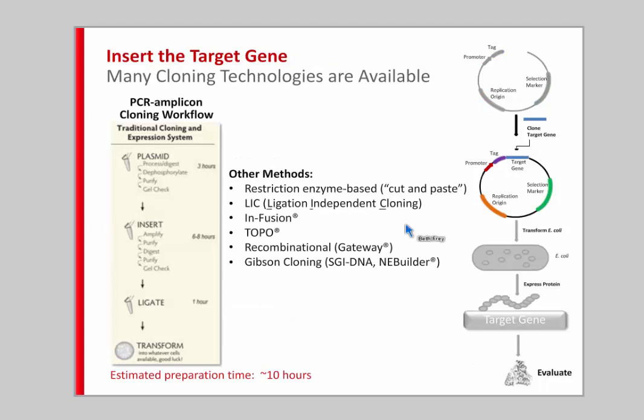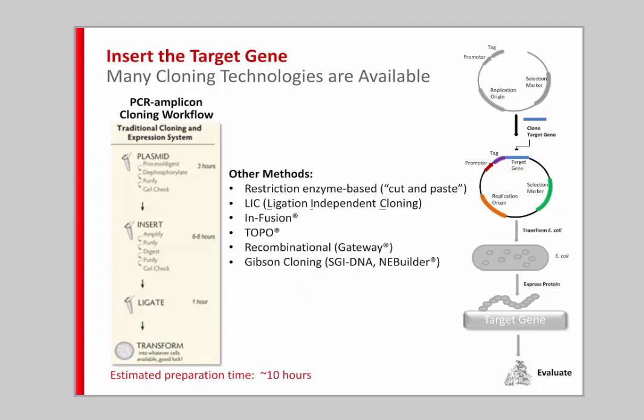Now the next step is inserting the target gene, which can be done in many ways. On the left, you'll see a cartoon representing the classical PCR cloning workflow in which the vector of choice is digested and dephosphorylated, and then the insert is amplified and processed. Then there's a ligation step followed by transformation. Many other cloning technologies can be used as alternatives to this classical workflow, and some of them are listed here. They all vary a bit in terms of workflow and time requirements, but the desired end result is a target gene inserted into the expression vector.